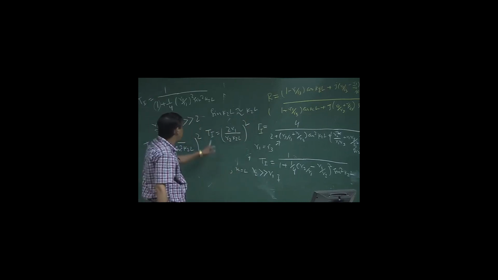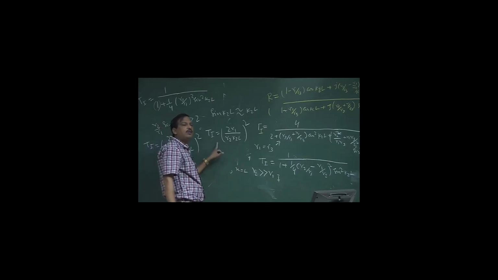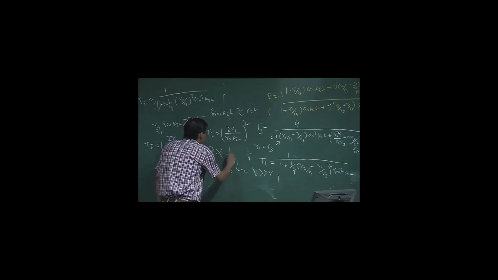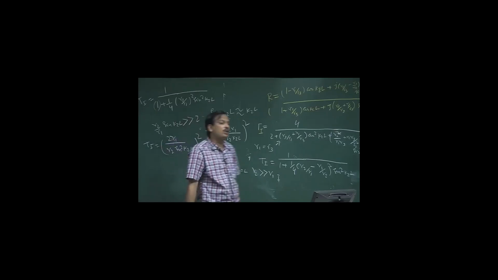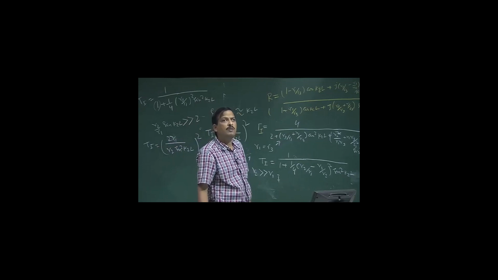So, the transmitted pressure intensity varies with L square. I can say the transmitted pressure varies inversely proportional to the thickness of the wall L. So, the pressure amplitude is inversely proportional to the thickness of the wall.